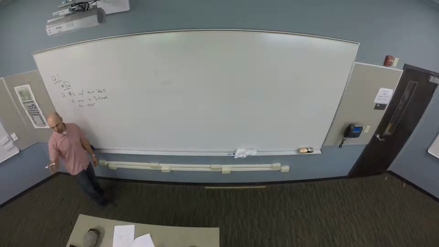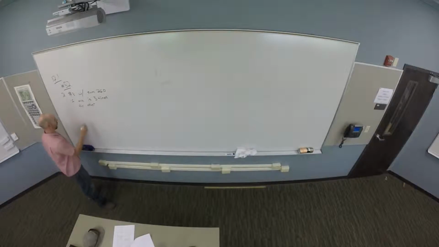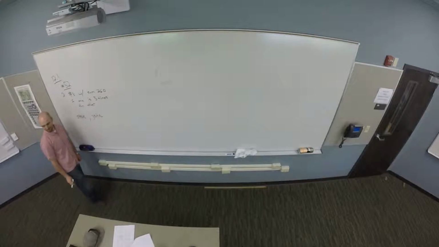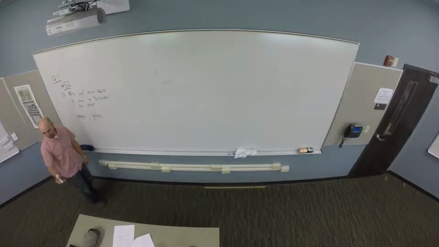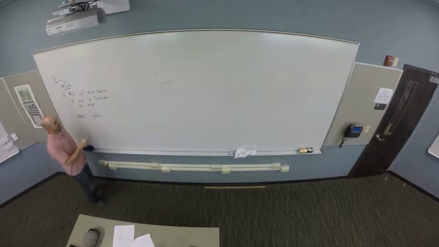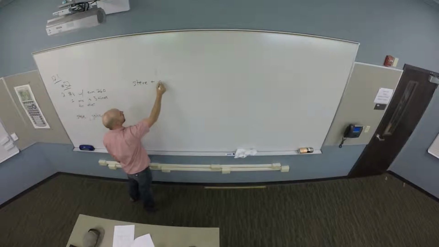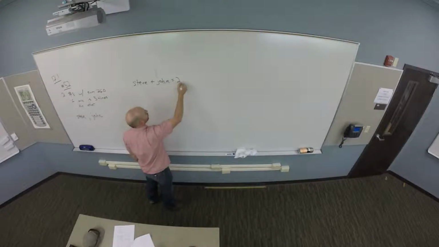Hang on, there's two numbers. What do you want to name them? X and Y. Steve and John. Let's do it that way. That'll be fun. Okay, we have the number Steve and the number John. And if you add them together, they equal 260. So Steve plus John is 260.